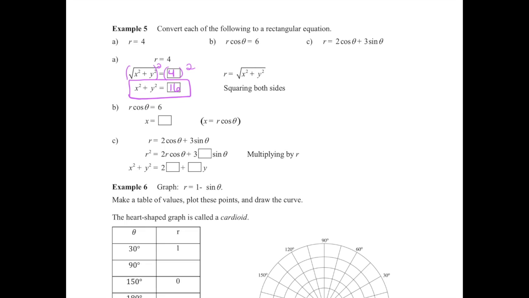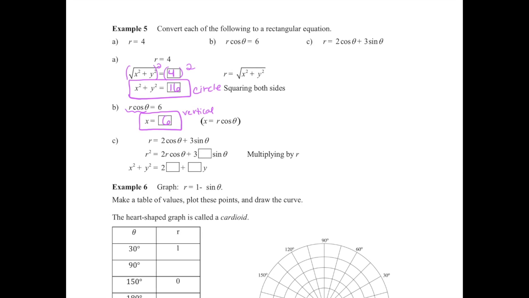Note that from our front page, x is the same as r cosine of theta, since they're equal to each other. So I will replace r cosine of theta here with x, and we're equal to 6. So here we found a circle. Here we found a vertical line.